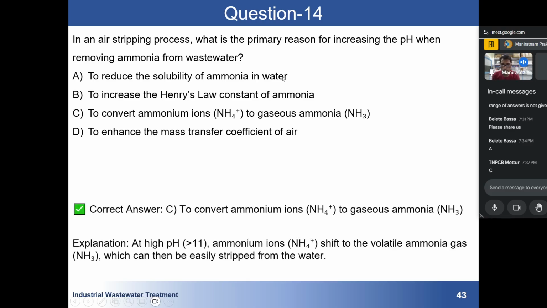To convert ammonium to gaseous form, at a high pH equal to 10, ammonium will shift to volatile ammonia gas, which can then be easily stripped from the water. Yes, C is the correct answer.